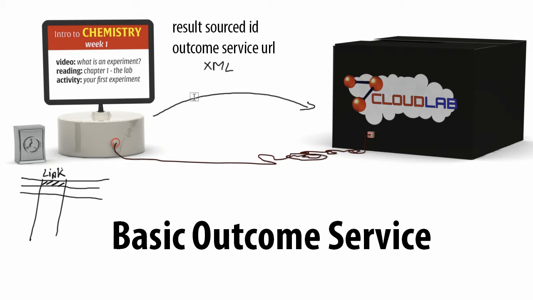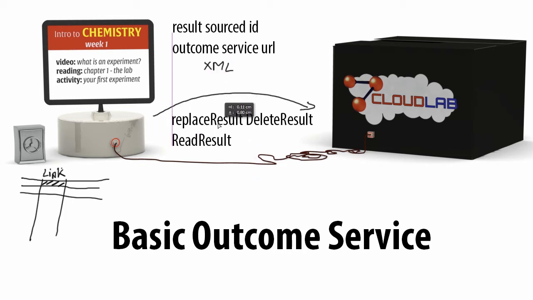So those commands are: you can replace a result, you can delete a result, and you can also read a result. Replace result is the most important command here, because that's the command you're going to use to post a grade from the tool provider to the tool consumer.